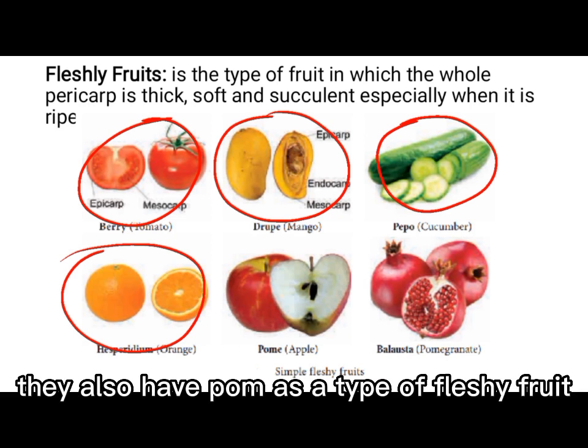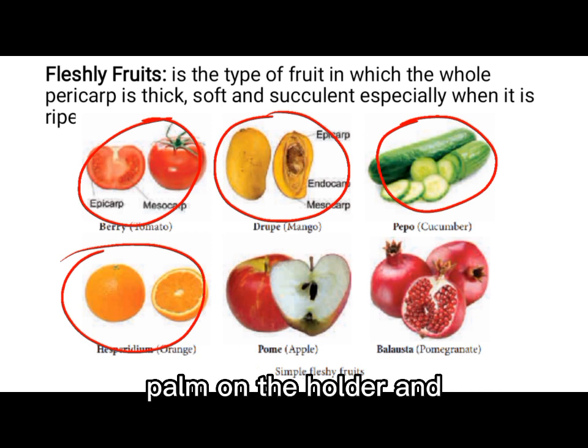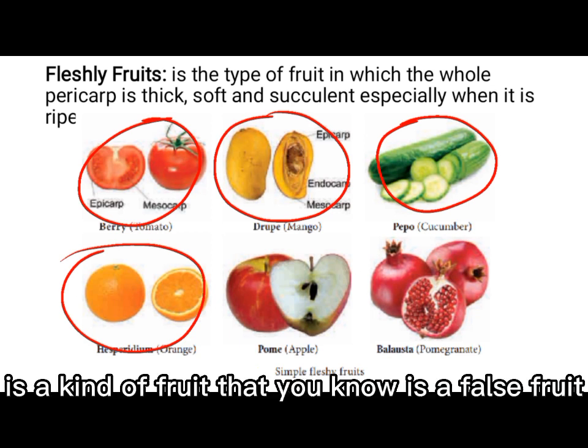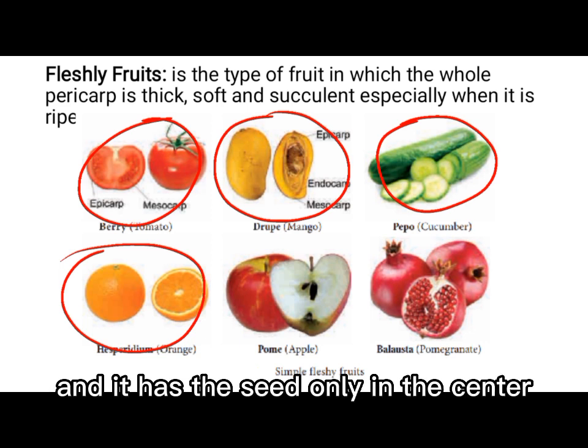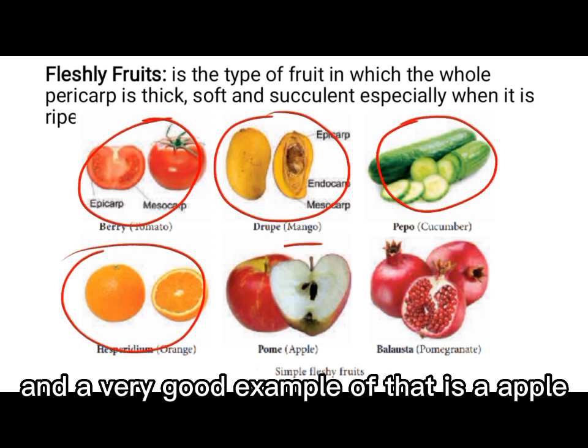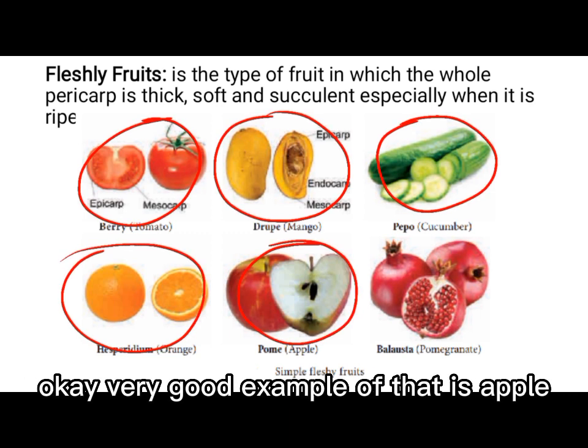Then you also have pome as a type of fleshy fruit. Pome, on the other hand, is a kind of fruit that has the seed only in the center. A very good example of that is apple.